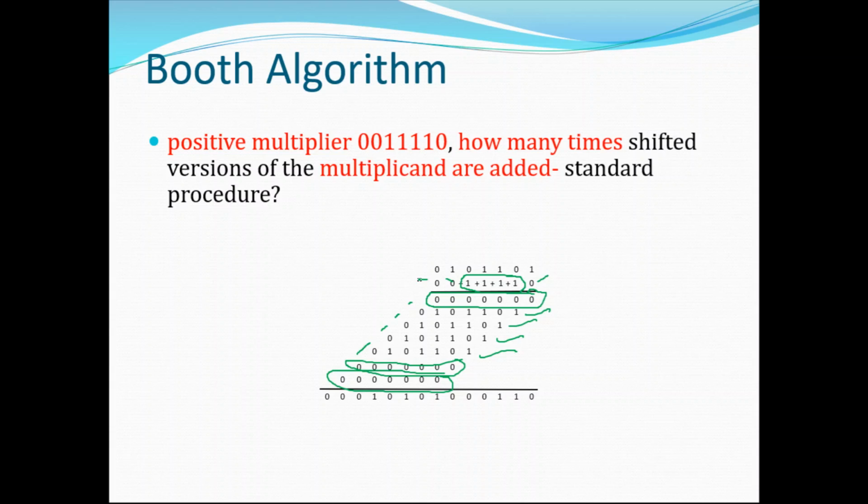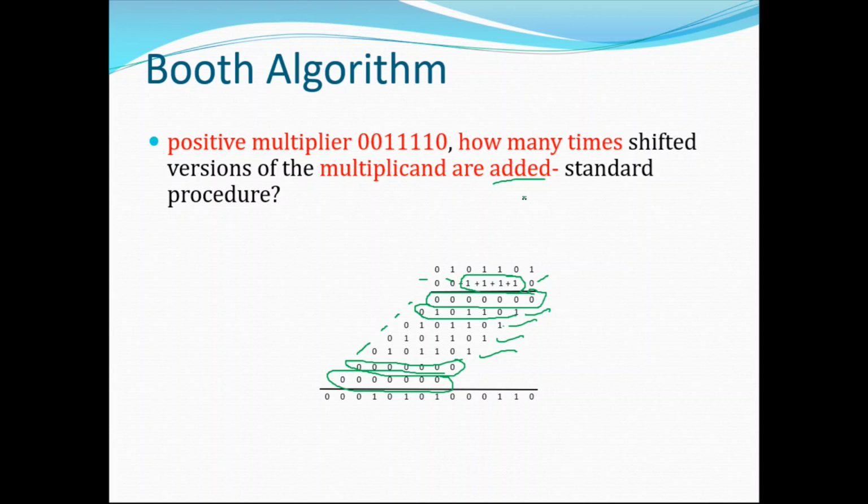Can we, I mean, we are adding only 4 times. The multiplicand is added first, then second, then third and fourth. Is there any way to reduce this number of addition? That is what Booth's algorithm concentrates.